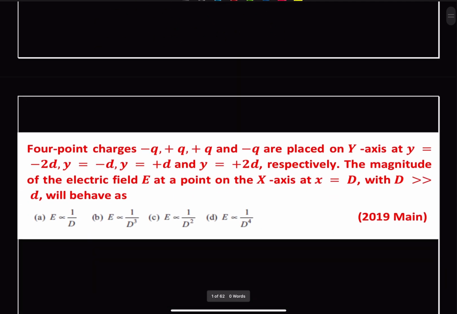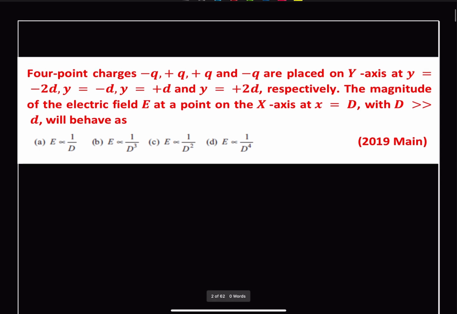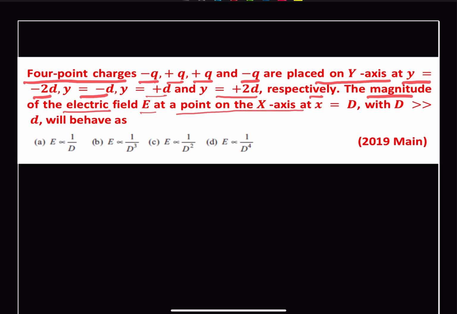The first question states that 4-point charges minus q, plus q, plus q and minus q are placed on y-axis at y is equal to minus 2d, minus d, plus d and plus 2d respectively. The magnitude of electric field E at a point on x-axis at x is equal to capital D, with capital D much larger than small d, will behave as. So we have to find out the proportionality relationship between the capital D and the electric field.